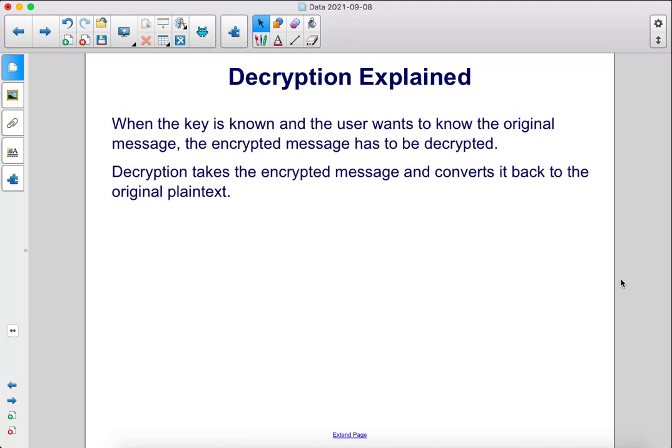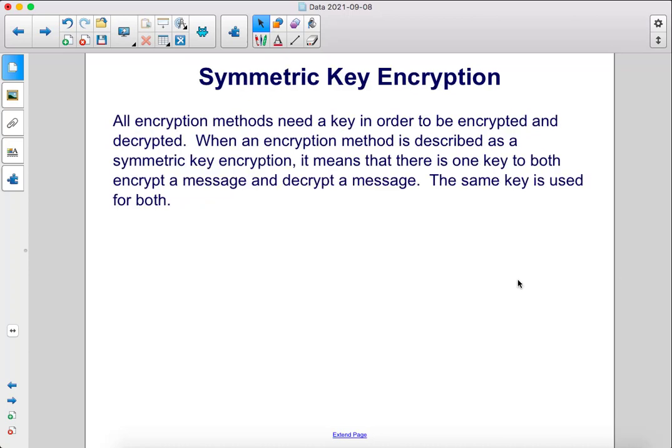When the key is known and the user wants to know the original message, the encrypted message has to be decrypted. Decryption takes the encrypted message and converts it back to the original plain text. All encryption methods need a key in order to be encrypted and decrypted.